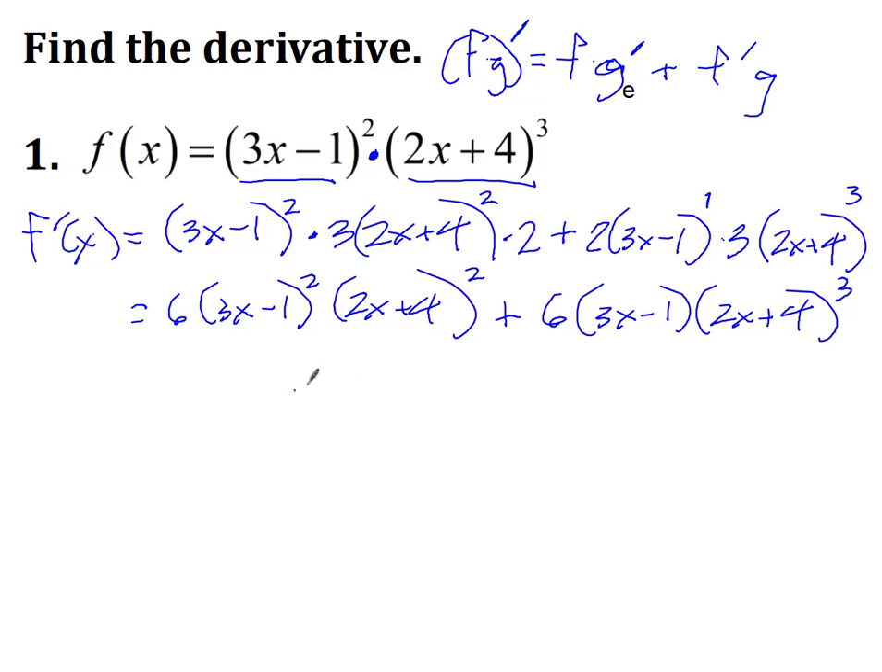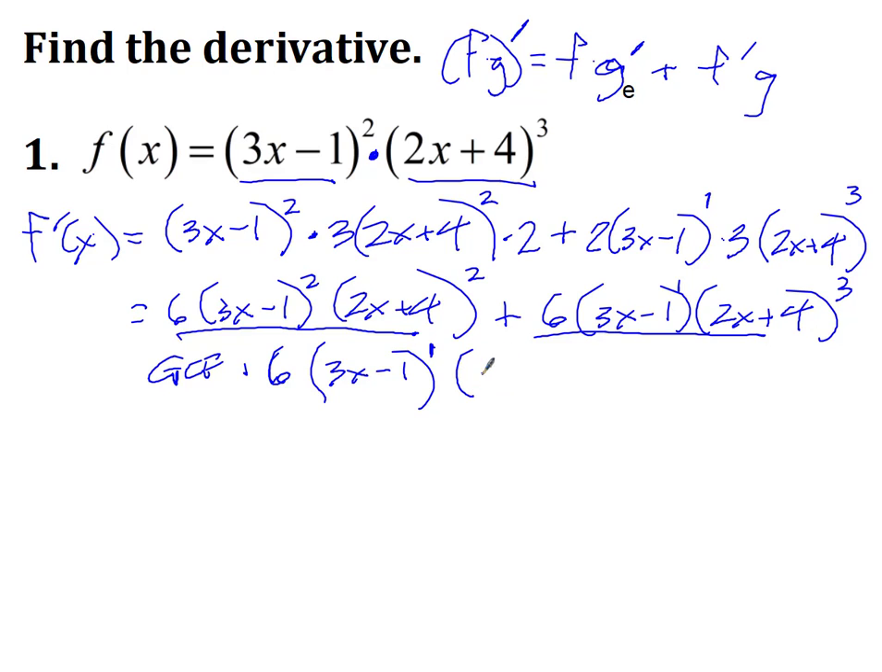Now, this is kind of a mess. If I was trying to determine where the function had a horizontal tangent line, where the derivative equals 0, this would be a horrible mess to solve. So I'm going to show you an easier way. We're going to take out the greatest common factor of this term and this term. They both have a 6. We put (3x - 1) to the smallest exponent present. There's a 2 and a 1, so it's going to be to the first power. And for (2x + 4), the smallest exponent present is the 2, so squared.